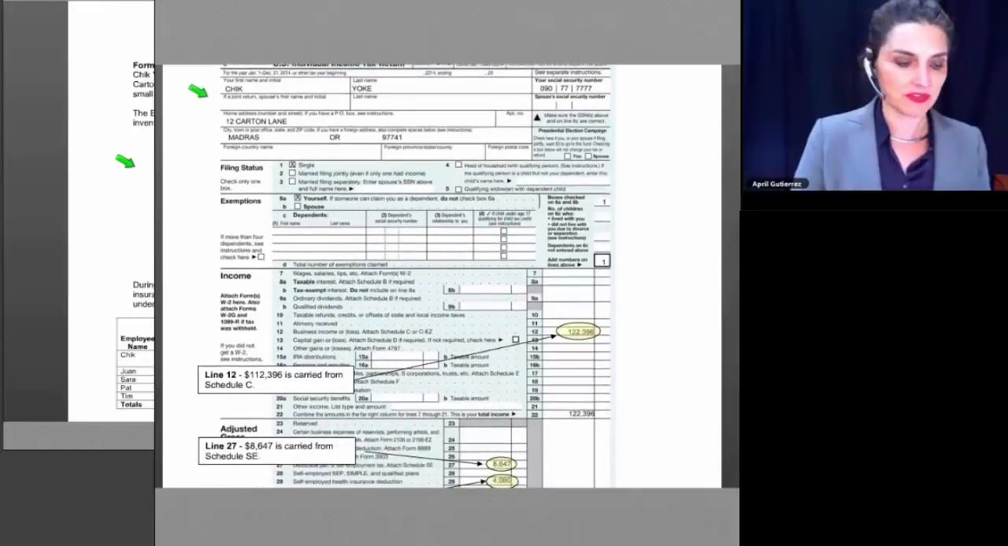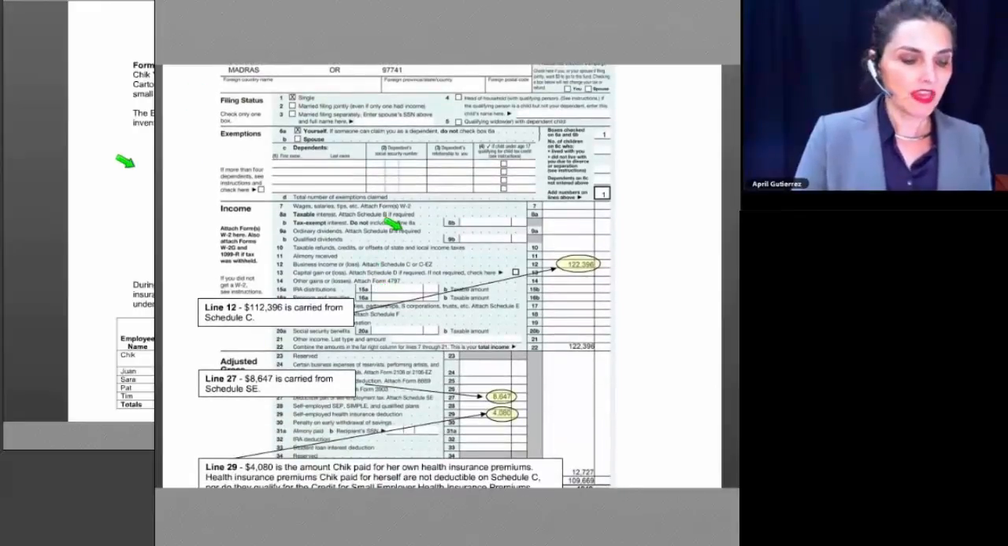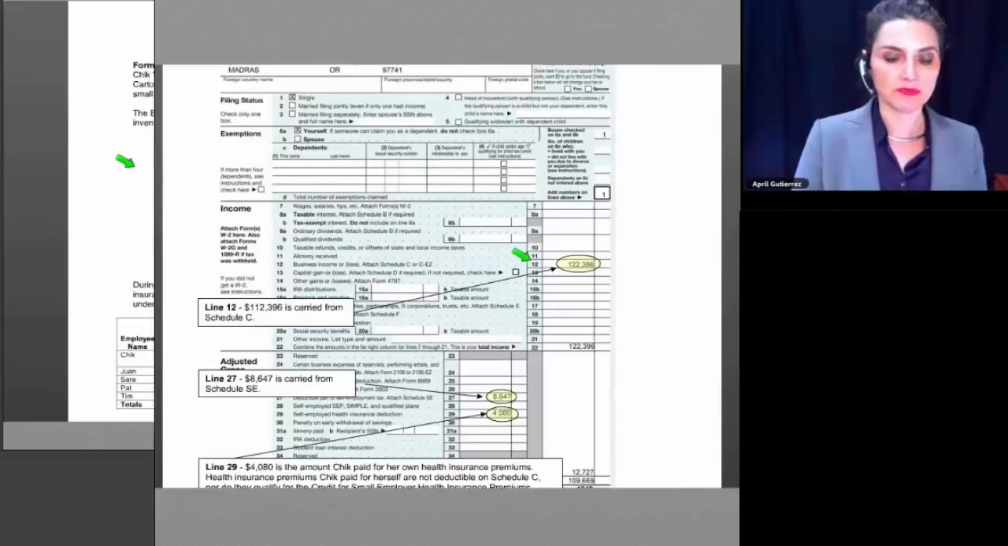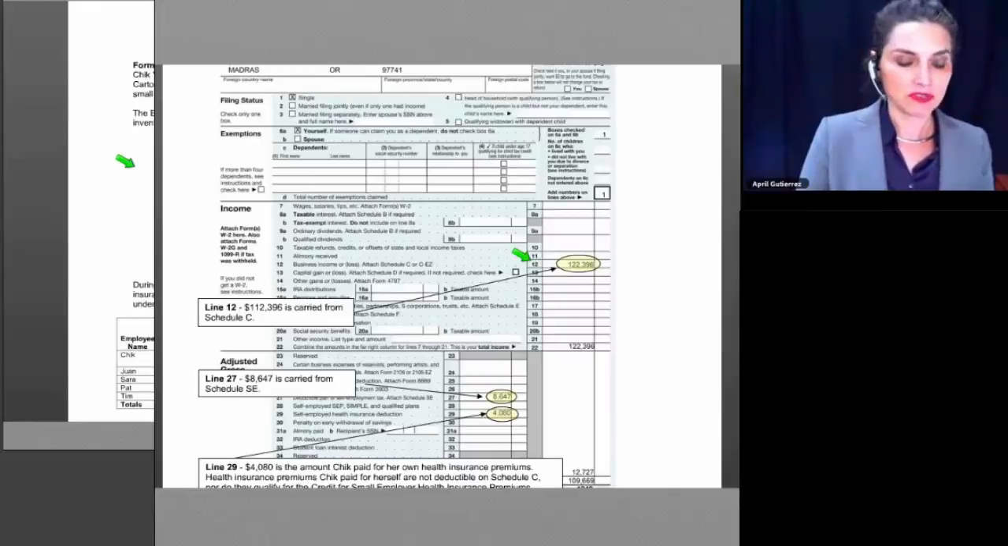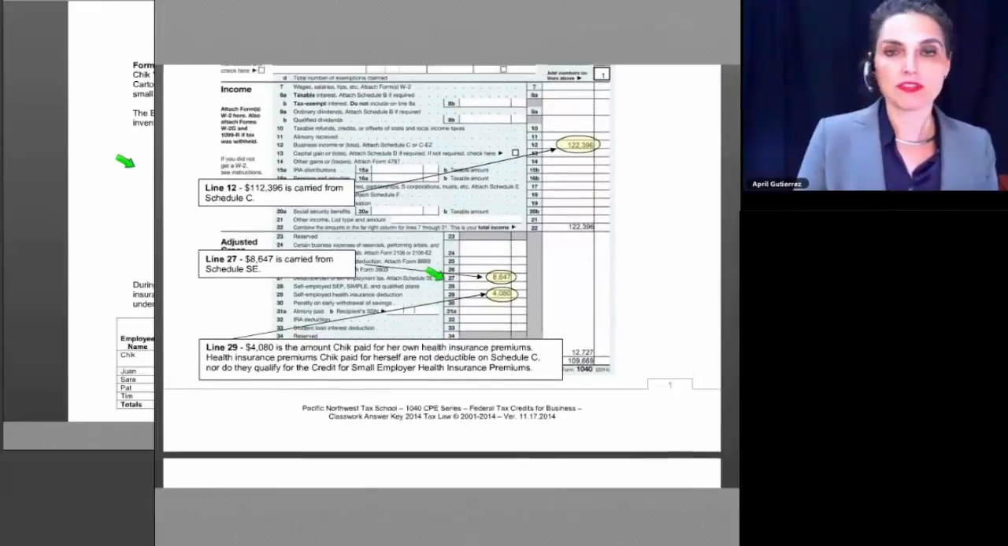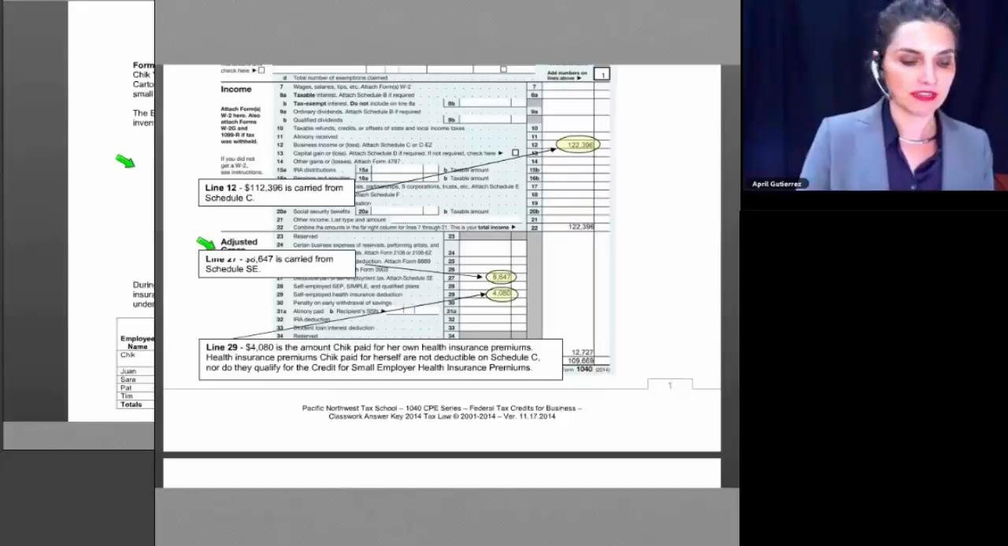We've got her 1040 return. And on the front of the 1040 return, on line 12, we've entered her net profit from her sole proprietorship. Clearly, to get to this point, we had to do the Schedule C, so I'm going to show you that in just a moment. We're also showing a couple of adjustment items on Chick's return. One of them is a 50% deduction for her self-employment tax, and the other is the adjustment to income for the health insurance premiums she paid on herself.